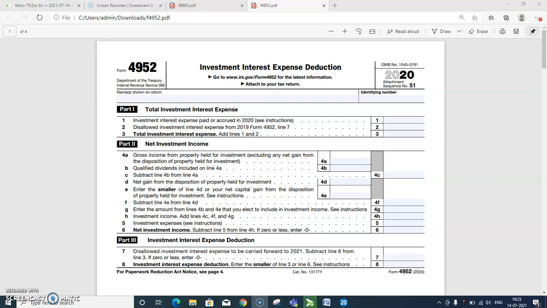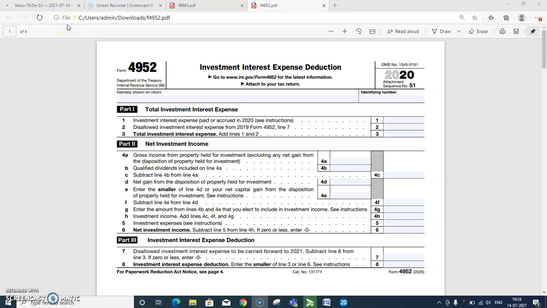Who can file Form 4952, Investment Interest Expense Deduction? The form must be filed by individuals, estates, and trusts seeking a deduction for investment interest expenses. That means if you borrow money for an investment, you may be able to get a tax break. You can claim the interest on the investment as a deduction. Interest expense may result from money borrowed specifically to purchase investments like land, annuities, commercial or residential investment properties, stocks, or non-tax-exempt bonds.